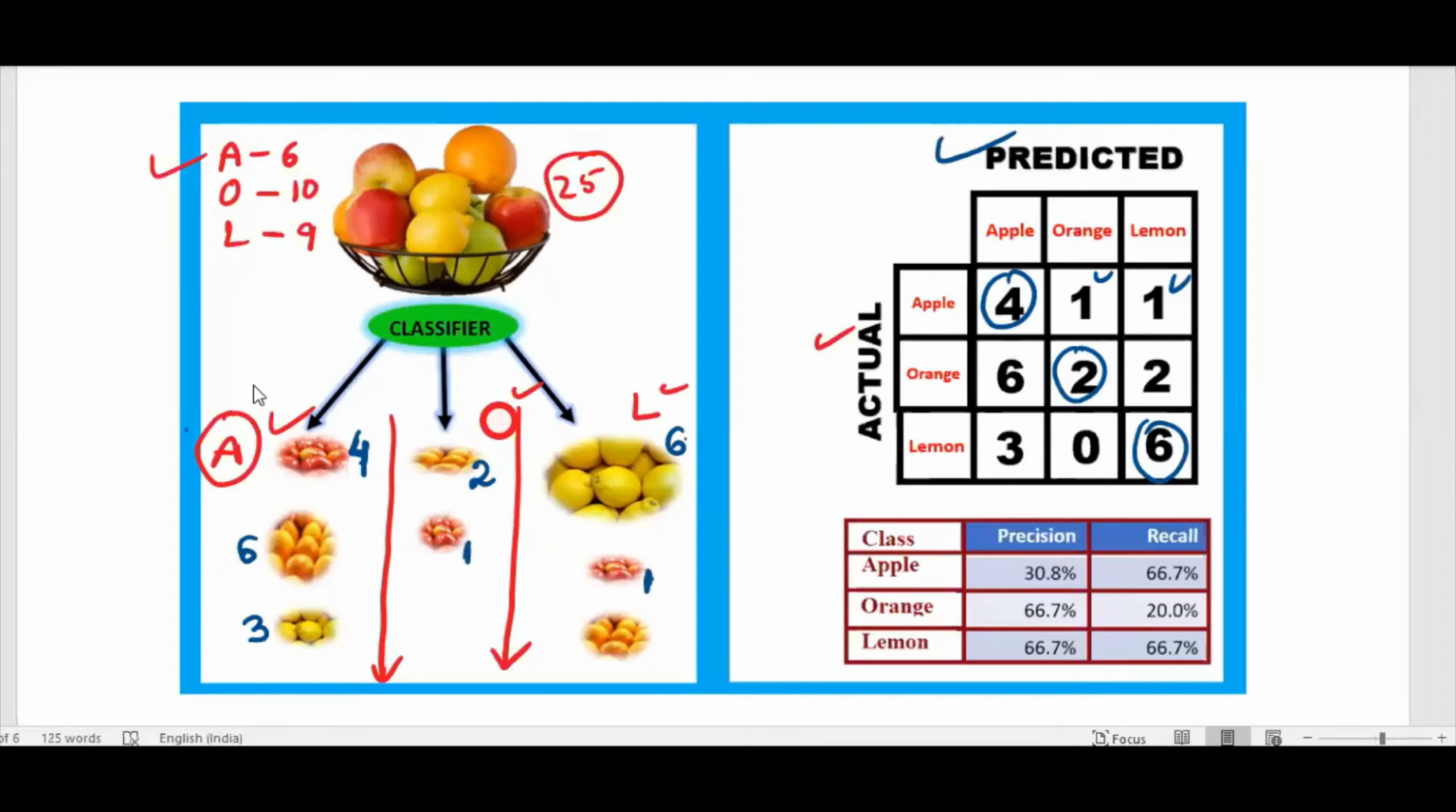Classifier said, okay, this looks multiple. Okay, I didn't see properly, but remember this is one only. One apple came here, one apple came here. 4 plus 1 plus 1, 6.